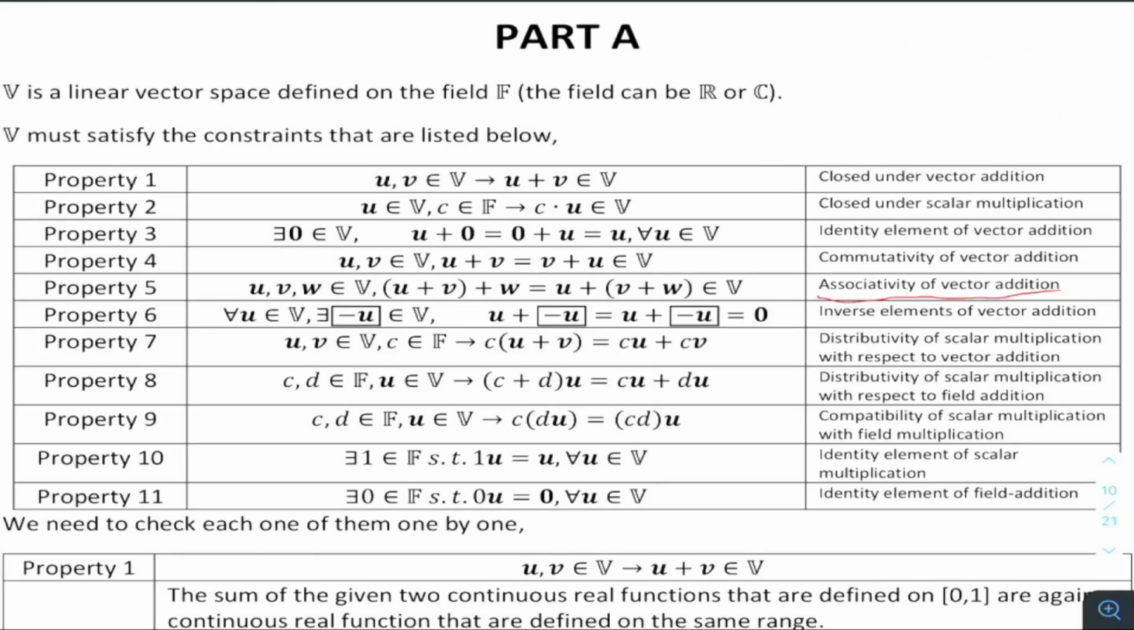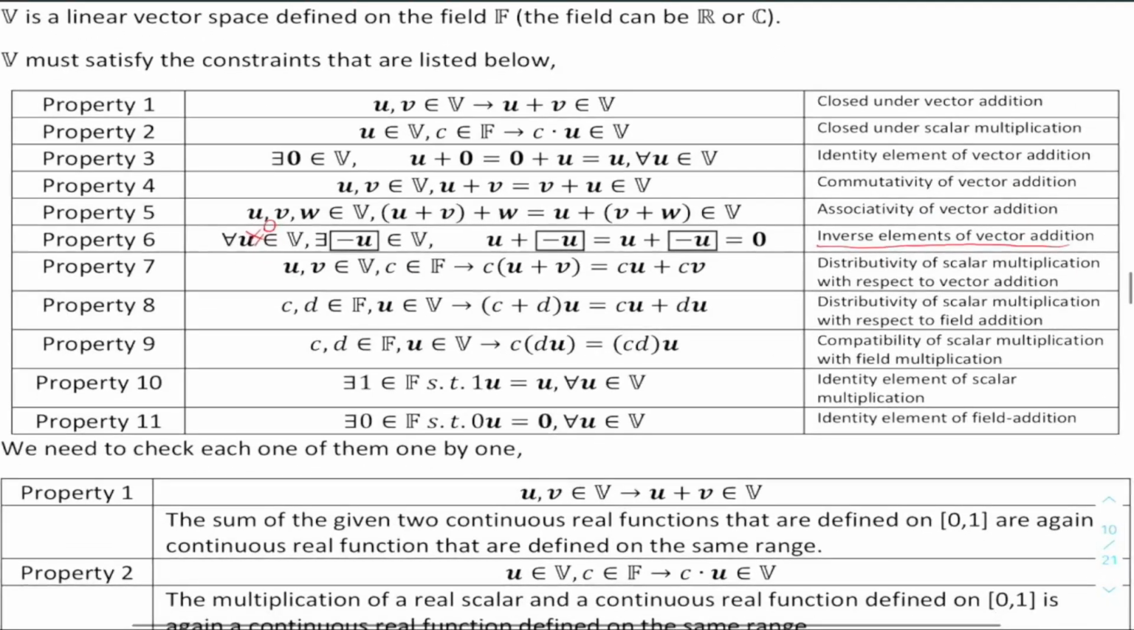Associativity basically signifies that, right? And the sixth property, inverse elements of vector addition, meaning that for every vector, by the way, this is not the zero vector, in that vector space there must be an inverse element that corresponds to that given vector, right? And we label that by minus u here. Minus u is the inverse element of vector addition, right?